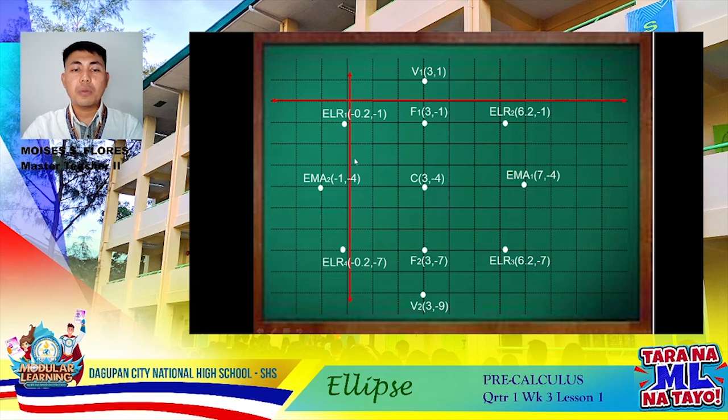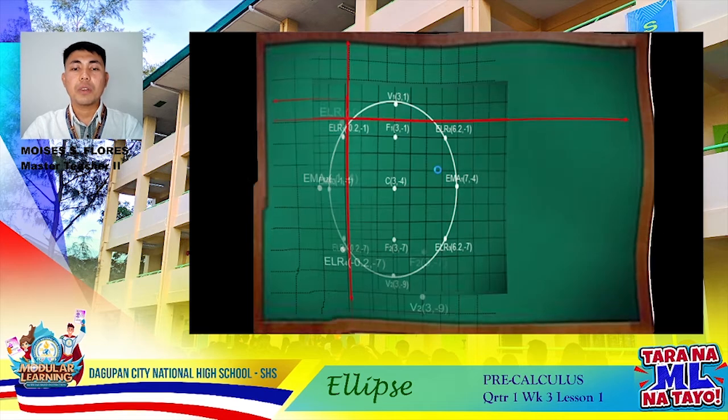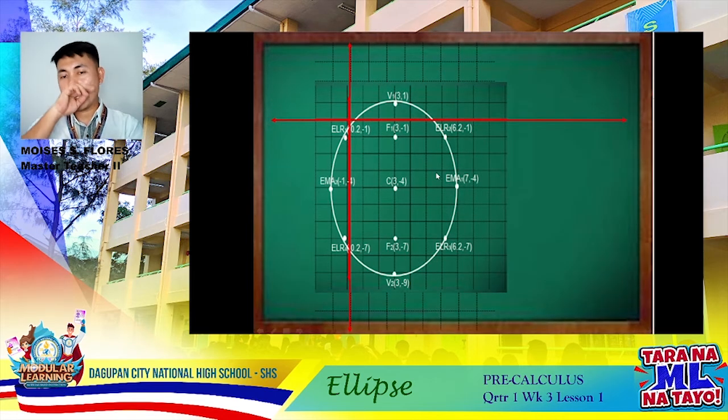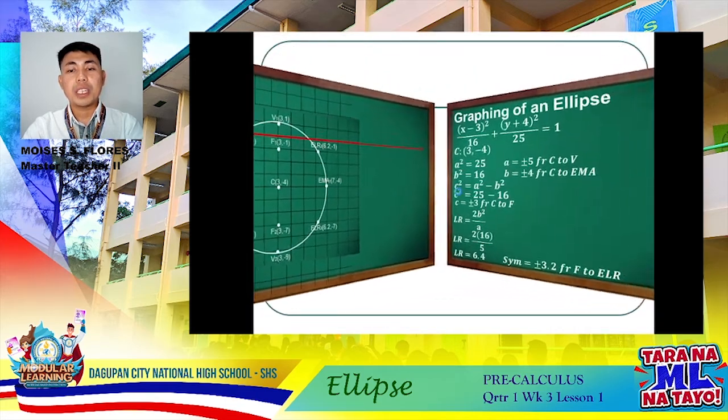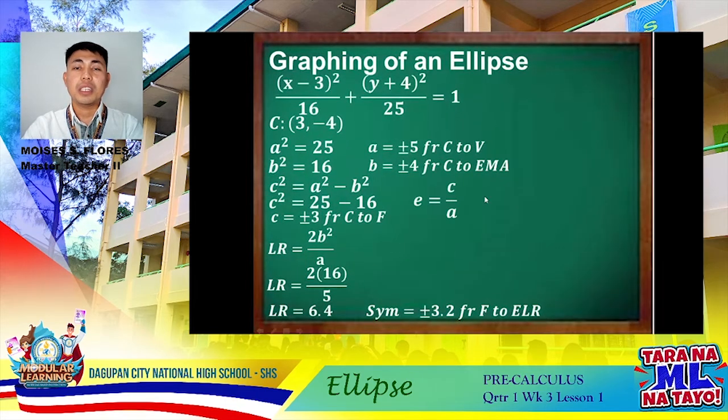Now that we are through with our external points, we could now connect the dots and let's see what will be our ellipse. Yes, there you have it. Our ellipse is said to be vertical. We're not through yet. We're to solve for our eccentricity. Our eccentricity is C over A, which is 3/5. It's just a matter of substitution from the value of your C and the value of your A, which is 0.6, and it's said to be less than 1.